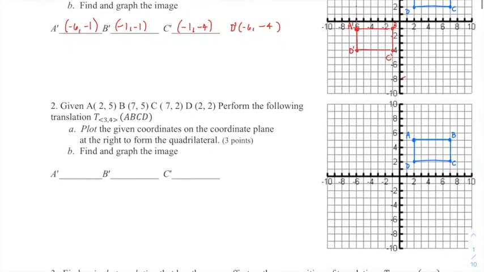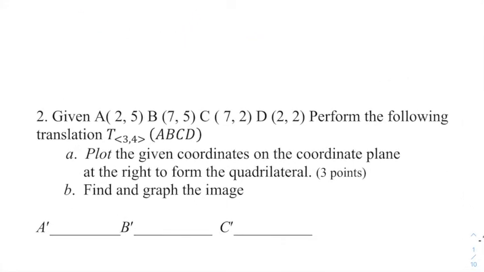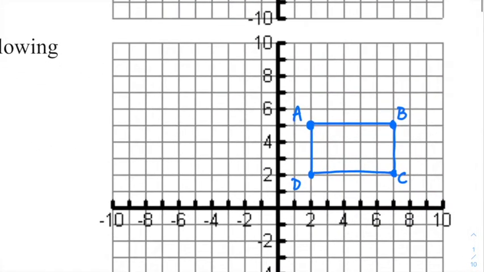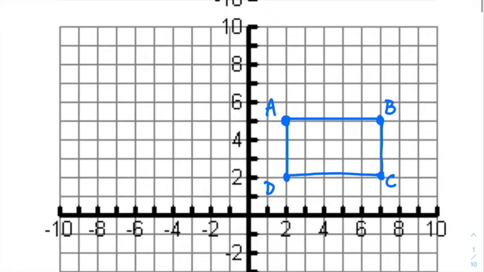Next one's the same thing with some different numbers. When you've got a +3, that means go right 3, up 4. So I'm going to take my points and visually do that. So what do we say? Right 3, 1, 2, 3, up 4, 1, 2, 3, 4. Put a point there. It's A prime, right 3, up 4. There's B prime. Right 3, up 4. There's C prime. And of course D prime has got to make that rectangle. So that will be it on that.